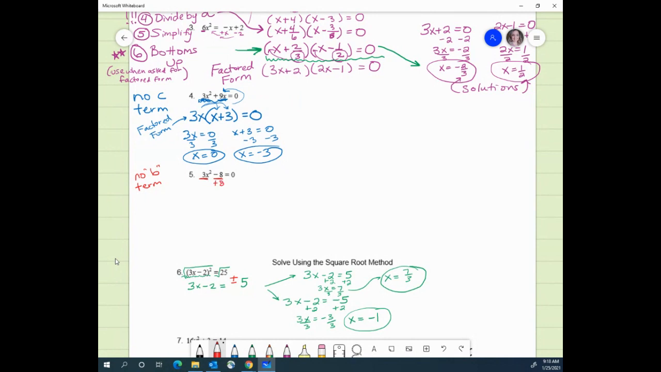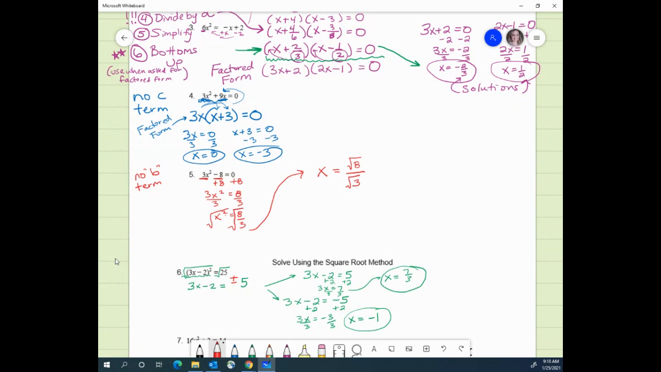So let's start by adding 8. So we get 3x squared equals 8. Divide by 3. X squared equals 8 over 3. But I don't want x squared, I want x. So remember, to undo a squared, I take the square root of both sides. Now I want some extra room, so I'm going to come up here. So that's x equals the square root of 8 over the square root of 3.